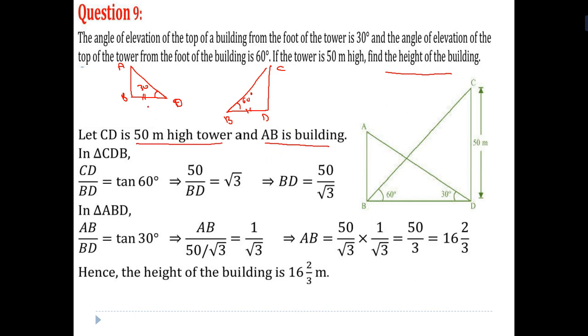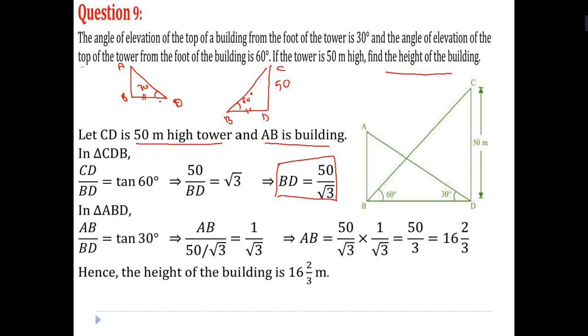Now first triangle, that is here tan 60. Therefore CD upon BD. So CD upon BD is equal to tan 60. Here it is 50. So 50 upon BD is equal to root 3. Therefore BD is equal to 50 upon root 3. So we can get value of BD.